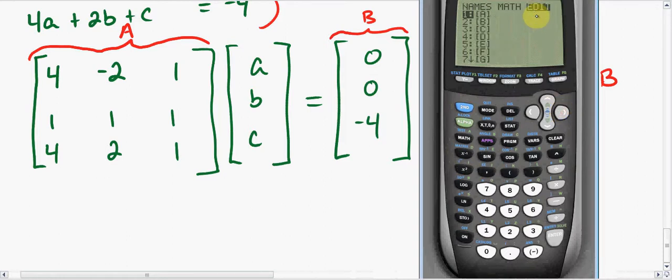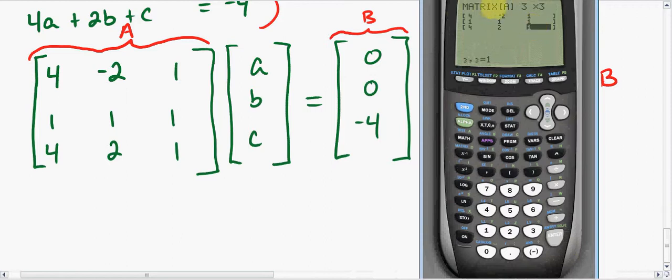I'm going to go over to edit. I'm going to edit matrix A. Remember, this is a 3 by 3. And I'm going to populate all the rows. So the first row is 4, negative 2, 1. The next row is 1, 1, 1. And the last row is 4, 2, 1. So 4, negative 2, 1, 1, 1, 1, 4, 2, 1.